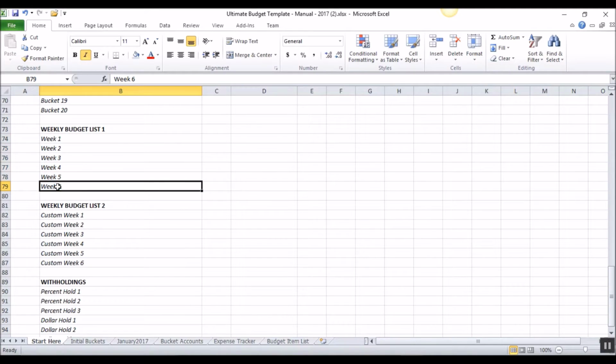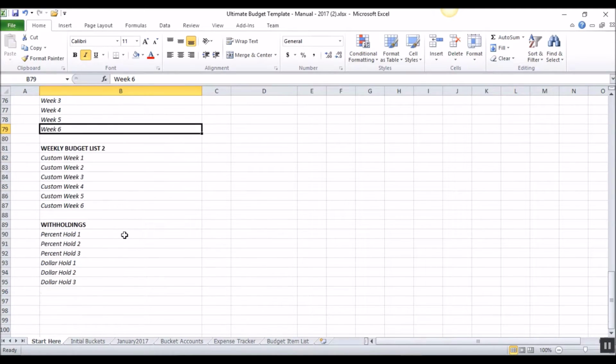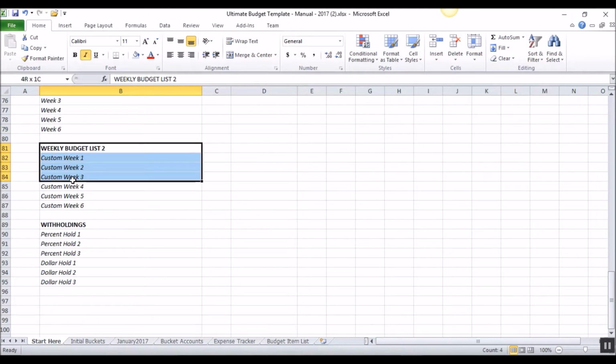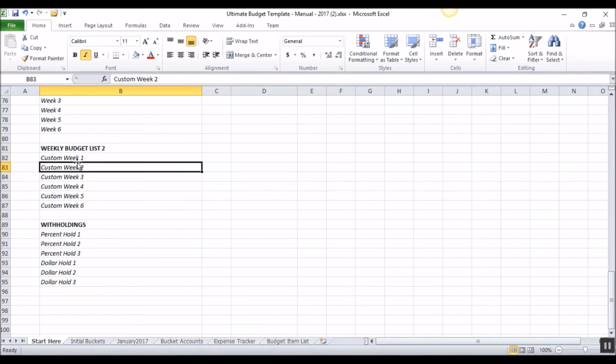I've never used week 6 because there's typically not a 6th week in the year. I guess that could happen someday if some crazy something happens, or if you have a reason for it, I put it in there. Then you've got your weekly budget list 2. It does the same thing. You may want a 3rd checking account if you run a separate hobby or a business or something on the side that's more of a personal nature. You might want to include that on your personal budget. I've never used it, but I put it there because I figured someday it might be useful.